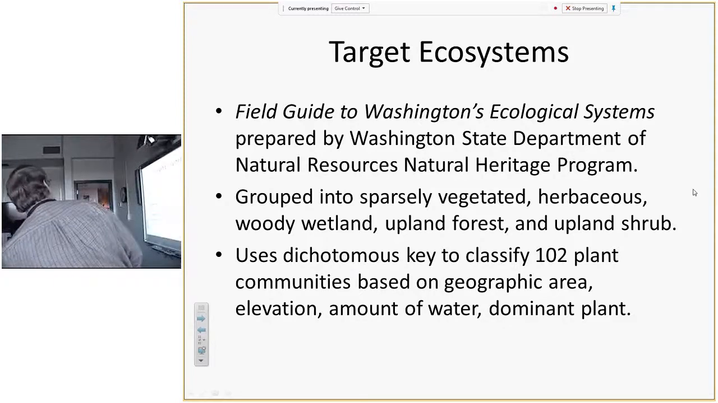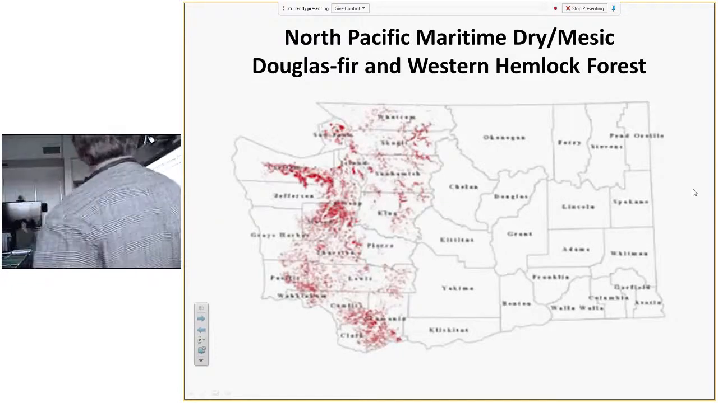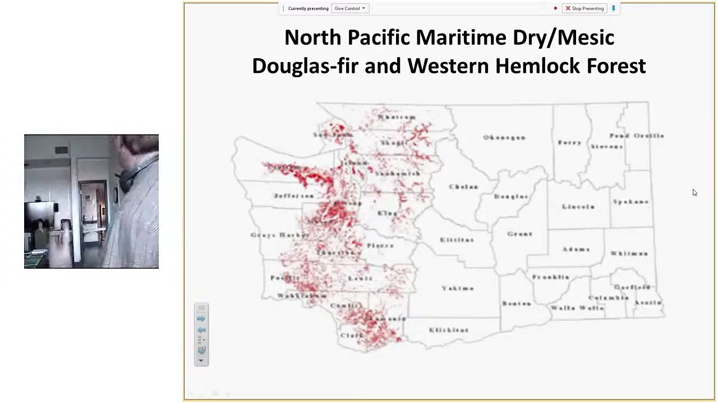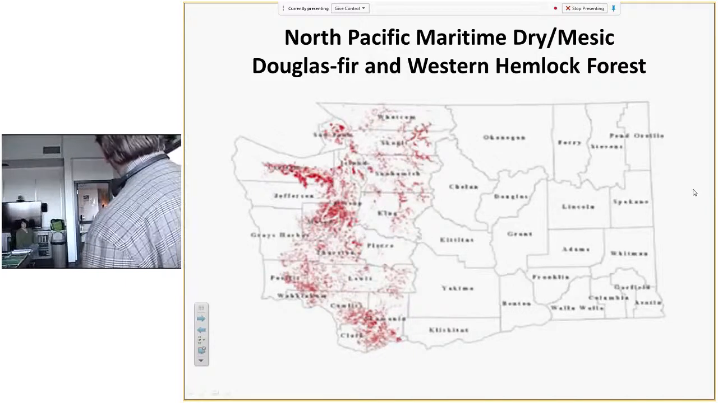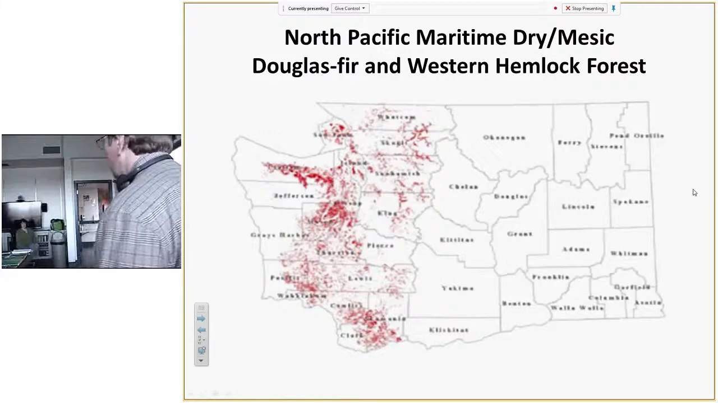Yeah. And so this is just like a picture out of it to give you an idea. They have maps like this for all the different plant communities, and it starts with the geographic area. It's in the North Pacific. The climate is maritime, dry to Mesic. Then it talks about the dominant plant. It's a Douglas-fir western hemlock forest. And then they show you the distribution of that in the whole state.